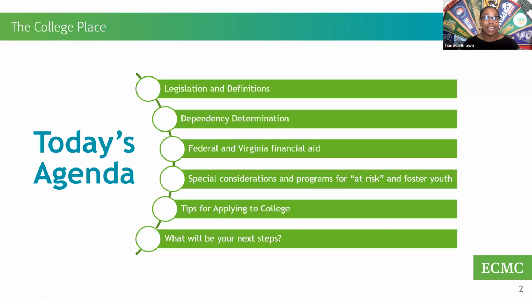So today I'm going to give some high-level information around definitions, so that it could be helpful as we move through the talk to better understand who the population of students are, what the terms used to define individuals in these groups are, and then some legislation that exists in support of them. Also, unpacking dependency determination and independent status, talking about federal and state financial aid that is available for these students, some special considerations and programs that support students who are at risk, that could be beneficial for students who experience housing instability, and also other programs that exist that support foster youth.